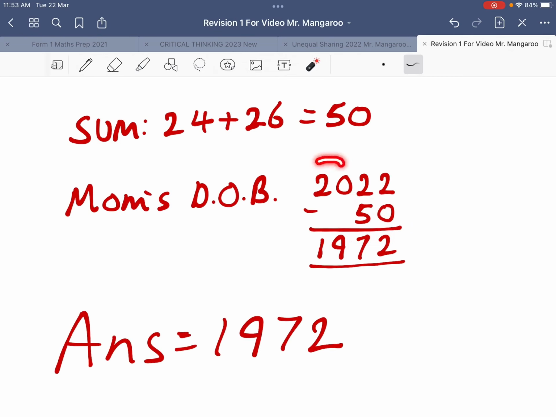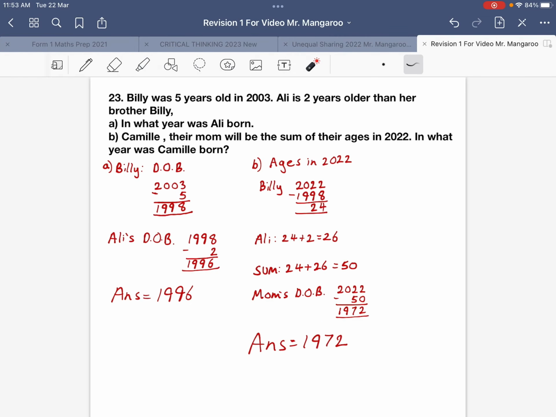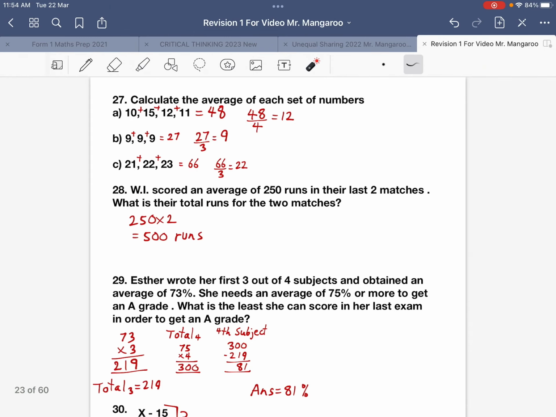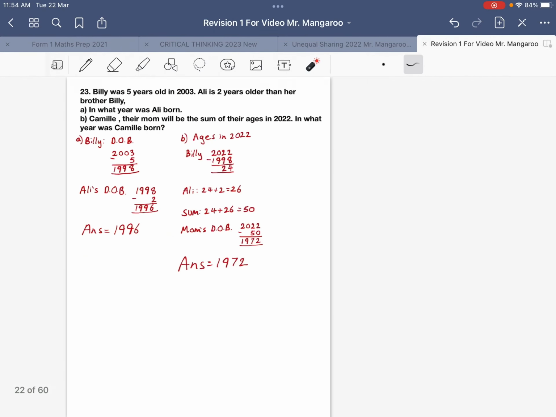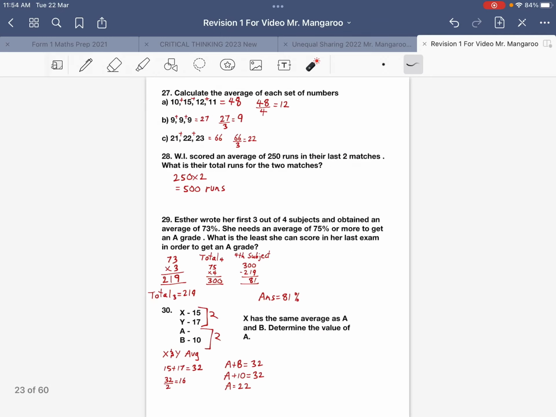So remember I said that we can just subtract someone's age in a particular year to find their year of birth. Right, so we have some questions missing. Don't worry about that. I accidentally numbered the questions wrong. So after 23, we have 27.